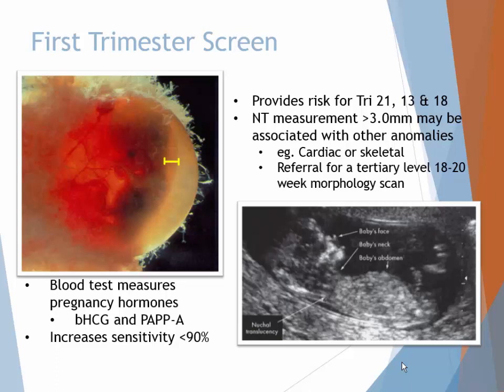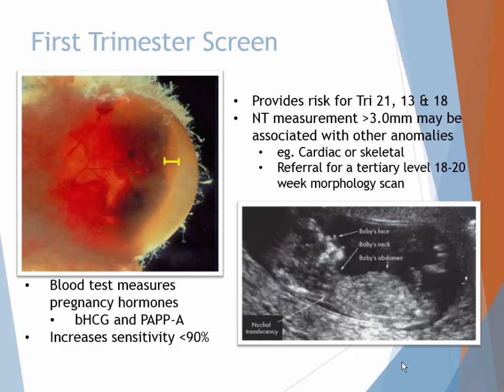And they also do a blood test to look at some pregnancy hormones, and they'll give us an indication or a risk assessment on what that chance that baby has Down syndrome, trisomy 13 or 18, based on the information that's provided, in conjunction with the mum's maternal age. Okay, so that's what they use when they're talking about that.